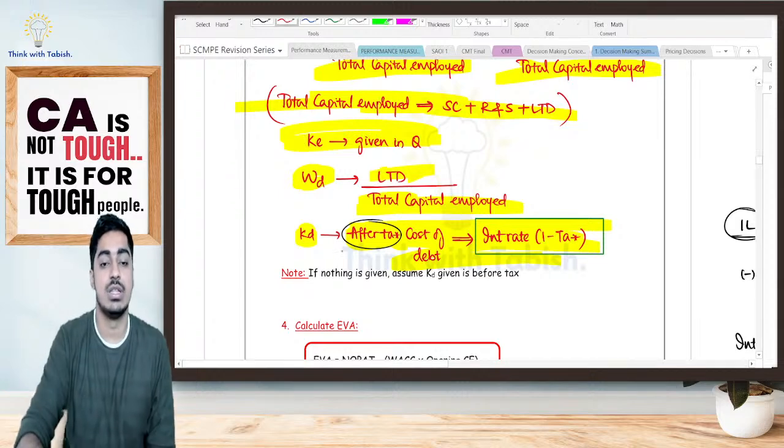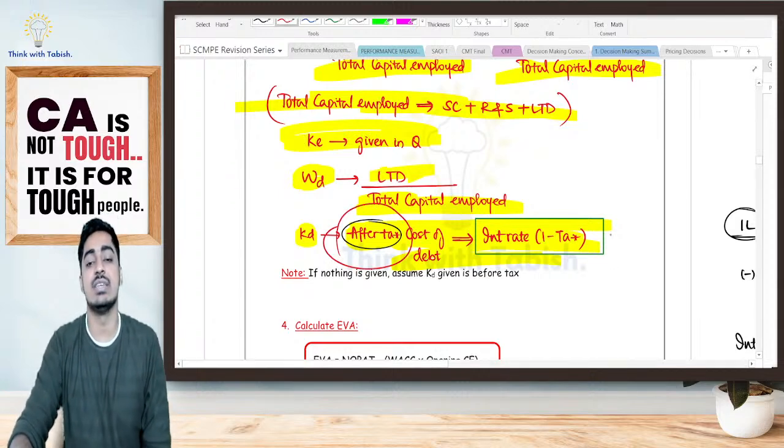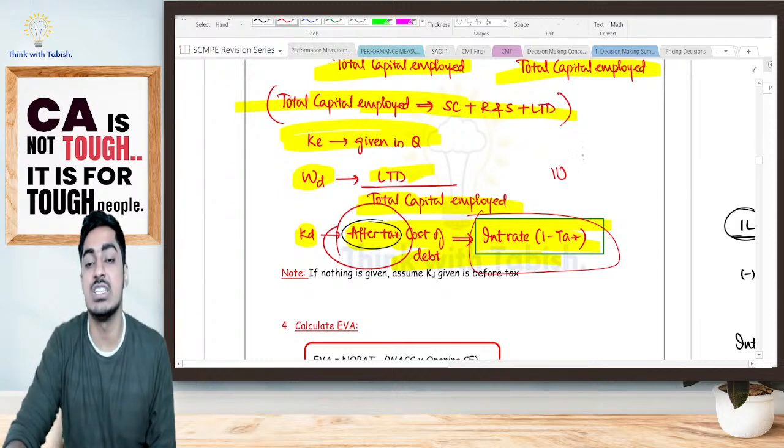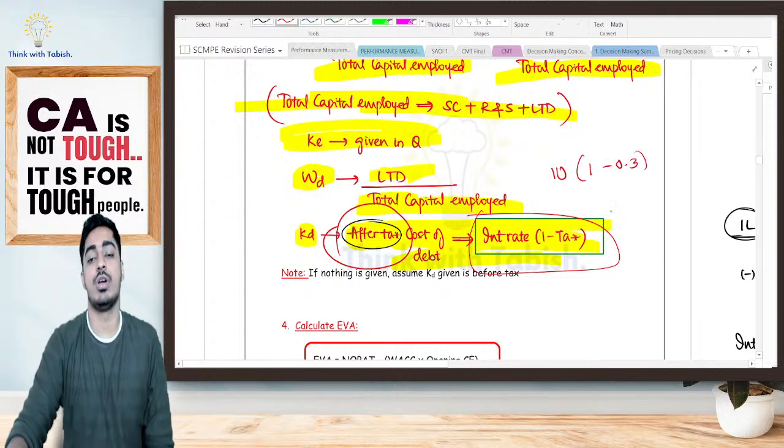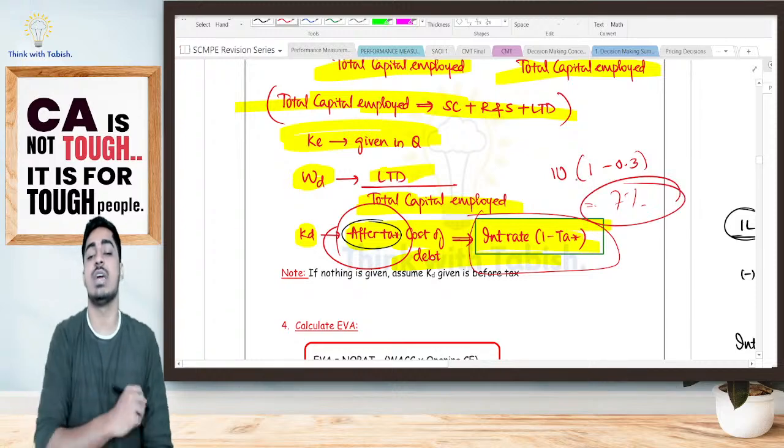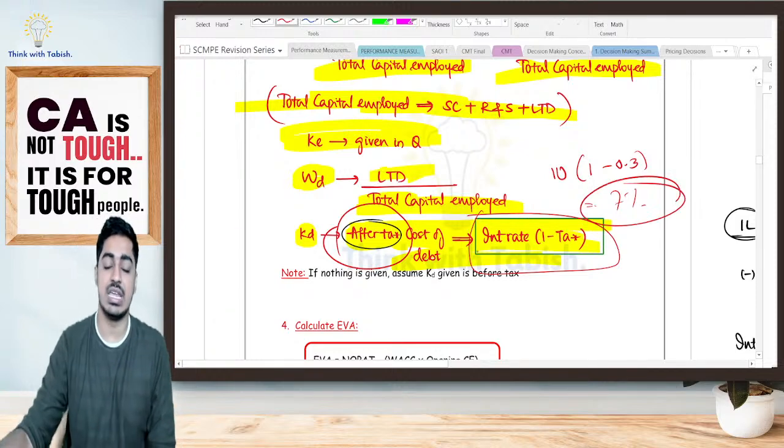Very important. So what is it? I can say it is interest into 1 minus tax. Suppose 10% is my interest rate, 0.3 is my tax. That means 7% is my after tax cost of debt. Is it clear, everyone?